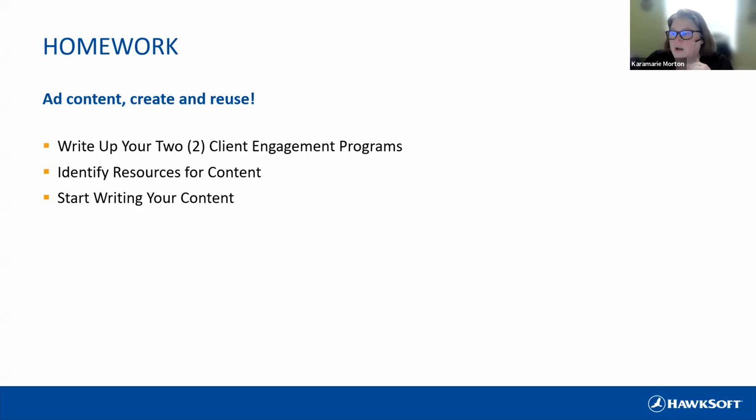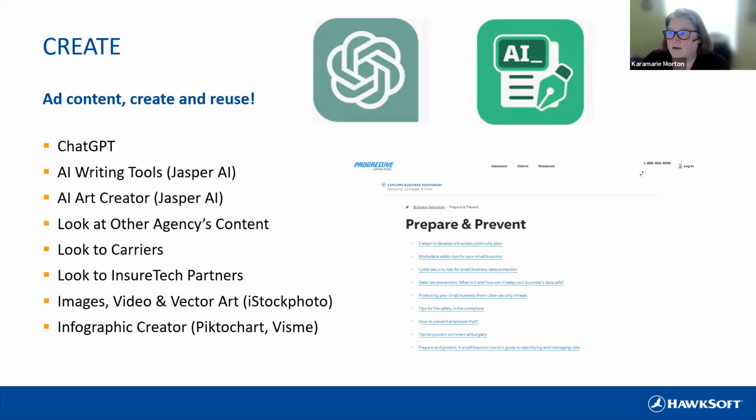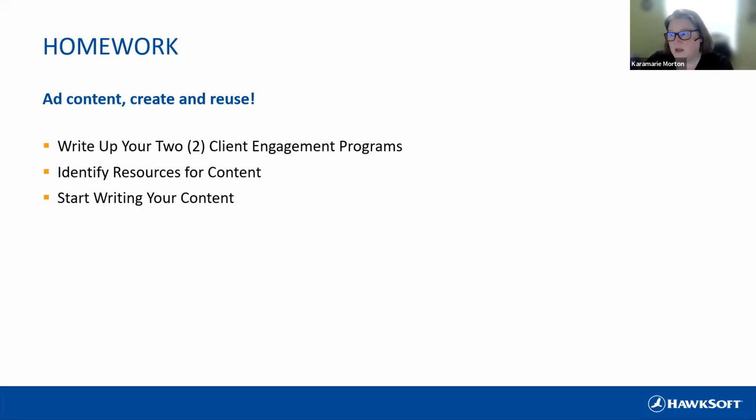You're going to identify your resources for content. So you're going to decide, am I going to use ChatGPT? Am I going to use an AI writer? Do I know what I need to write and how I want to do it? I'm pretty comfortable with that. Where am I going to get the pictures? Do I need to create something? And then start writing your content. Start writing your emails. Start writing what your Facebook is going to be.